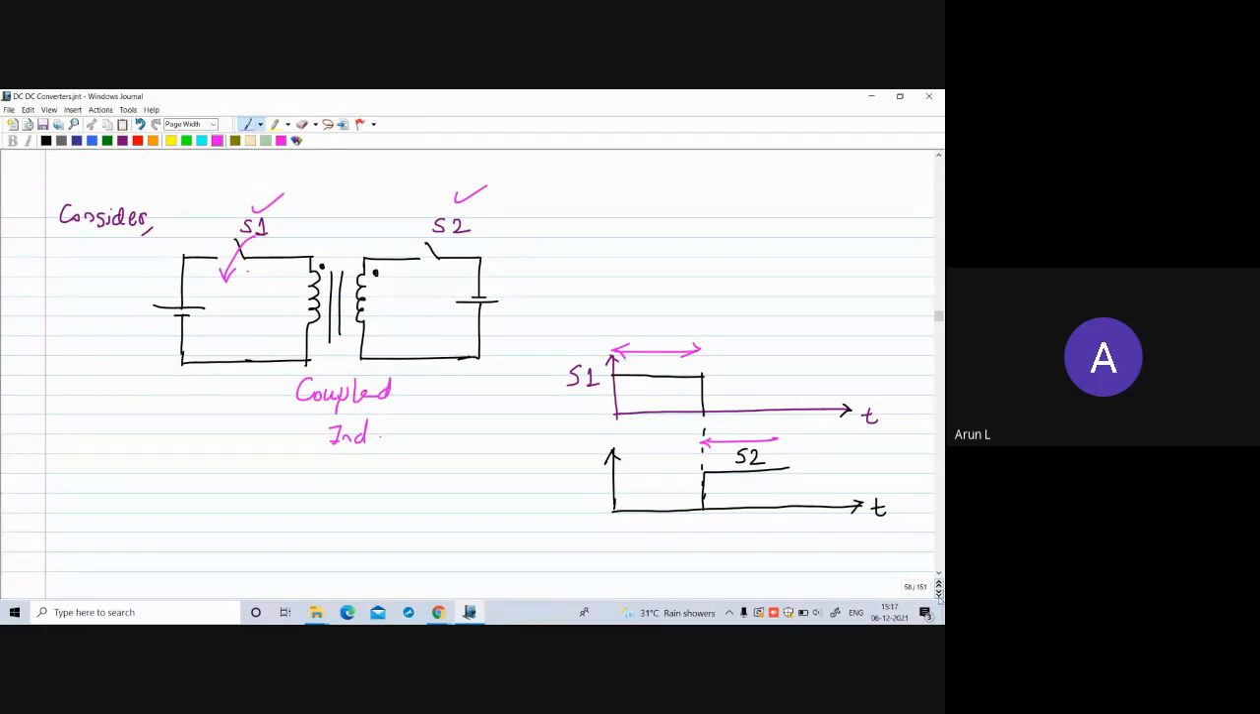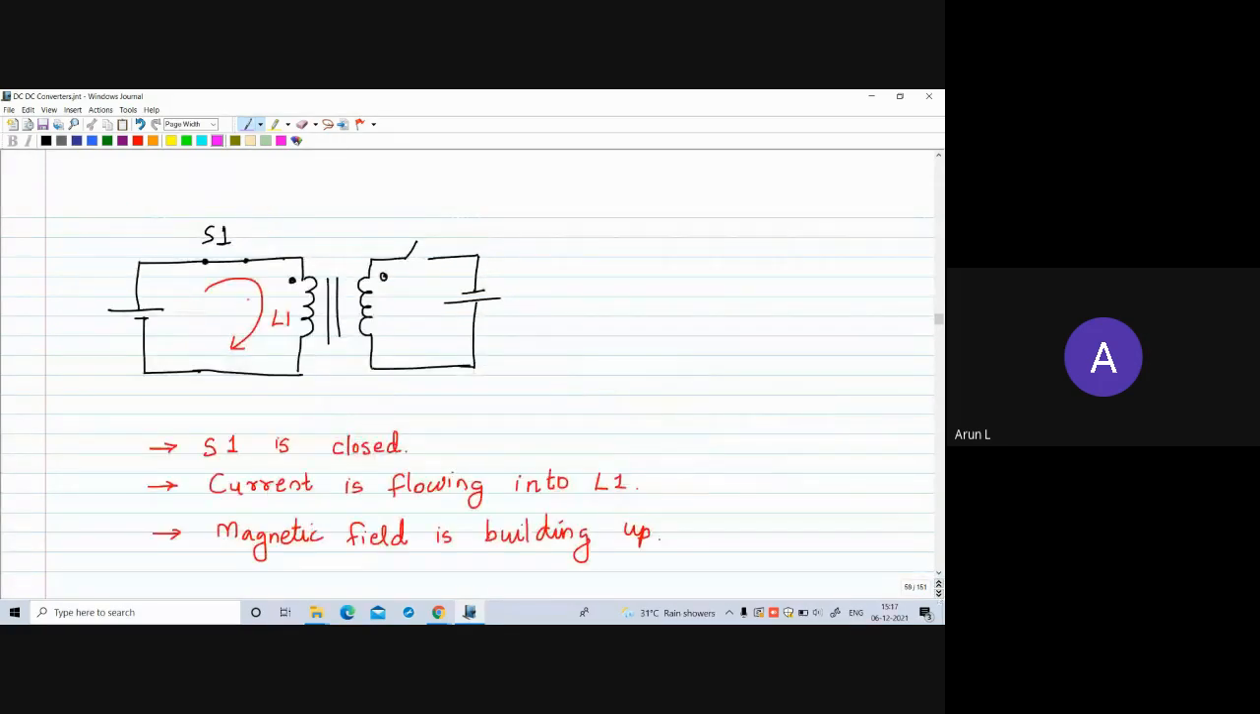Then let us see what happens when S1 is closed. When S1 is closed, some current will be flowing into L1, so magnetic field will build up, so energy can be stored in the core, and at that time S2 is open and nothing is happening in the second winding. The moment you open switch S1, what has to be done? The moment you open the switch S1, you have to close switch S2, because we have to maintain what is known as flux continuity.